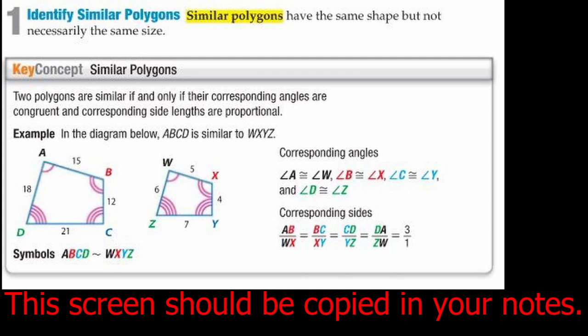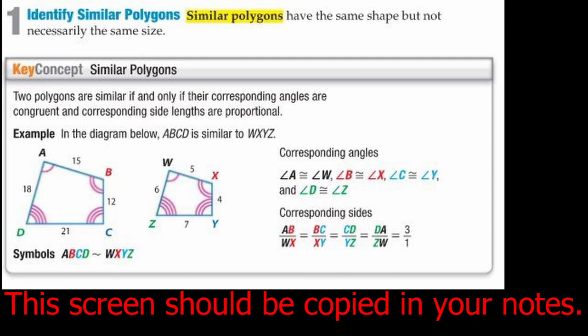All right, so they show you the angles over there. A and W are congruent. They both have one arc. B and X are congruent. They both have two arcs. C and Y are congruent. They both have three arcs. And D and Z are both congruent. They have four arcs.